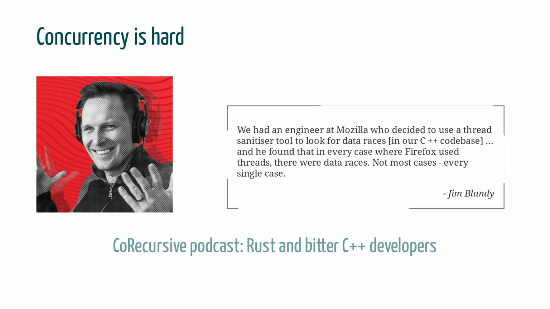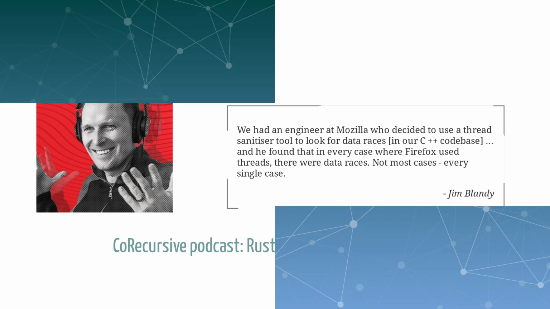I recently watched an interview with Mozilla's Jim Blandy, co-author of Programming Rust. In the interview, Jim mentioned that an engineer at Mozilla decided to use a thread sanitizer tool to look for data races in their C++ codebase. And he found that in every case where Firefox used threads, there were data races. Not just in some or most cases, but every single case. Those bugs were eventually fixed, but how many companies actually take such a precaution?